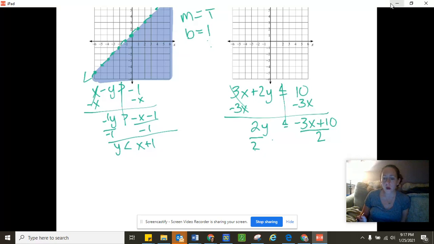And this time I'm dividing by positive 2, so I'm not changing the direction of the inequality sign. So this will be y is less than or equal to, now -3 is not easily divisible by 2, so I'm just going to leave it as -3/2. Because remember, this is slope and I want rise over run. I don't want a decimal. And then 10 divided by 2 is 5. So that gives me my m and my b. So m is -3/2, b is 5.